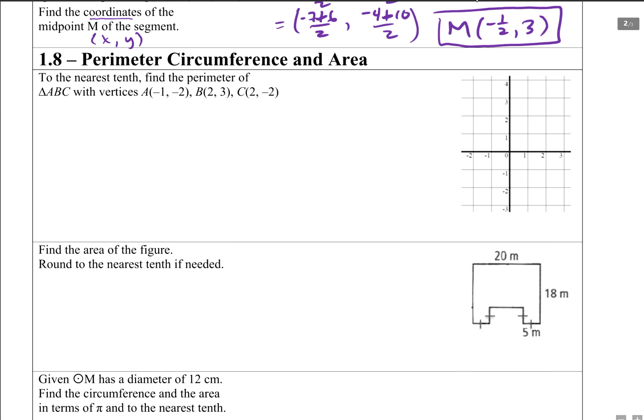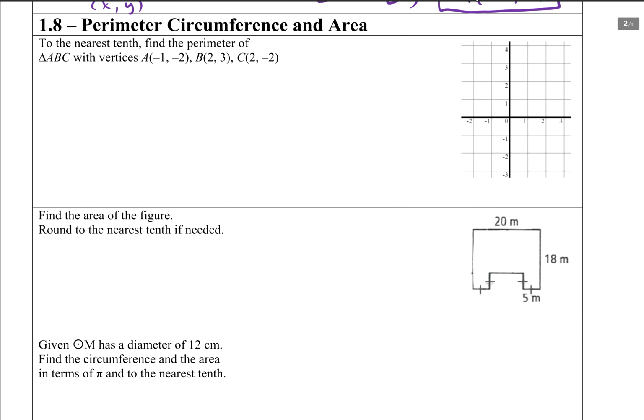1.8, perimeter, circumference, and area. We are supposed to find the perimeter of a triangle with the given vertices. All right, let's start plotting. Point A is at negative 1, negative 2. Point B is at 2, 3. C is at 2, negative 2.